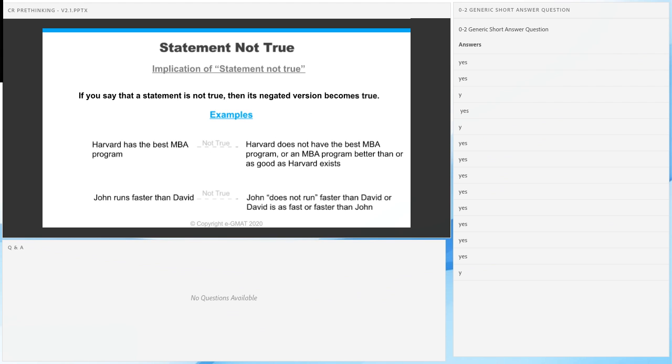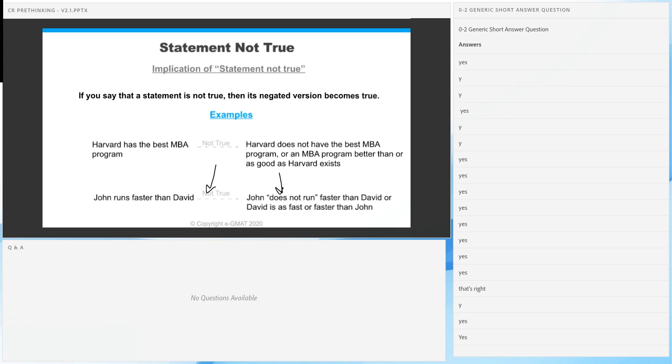Okay. Let's take another example. John runs faster than David, and you say, hey, this is not true. By definition, what you're really saying is that, hey, John does not run faster than David, or David is probably just as fast, or in fact even faster than John. So anytime when you say a statement is not must be true, or anytime when you reject an answer choice saying this is not the correct answer choice, what you're really saying is its negated version is possible. That's all that you're saying.